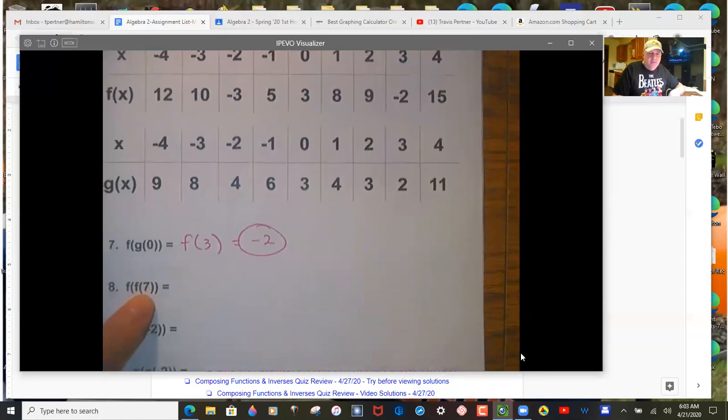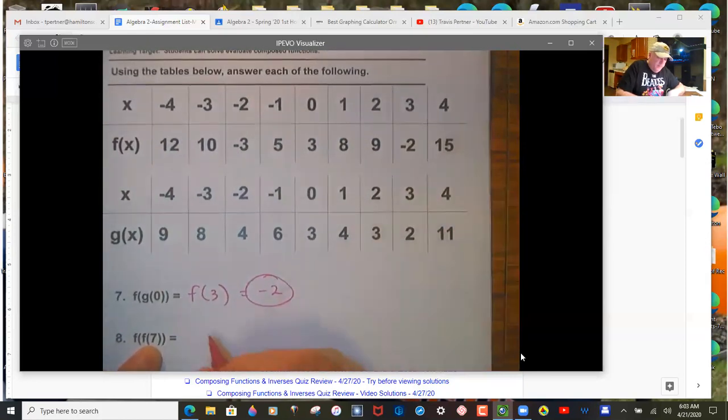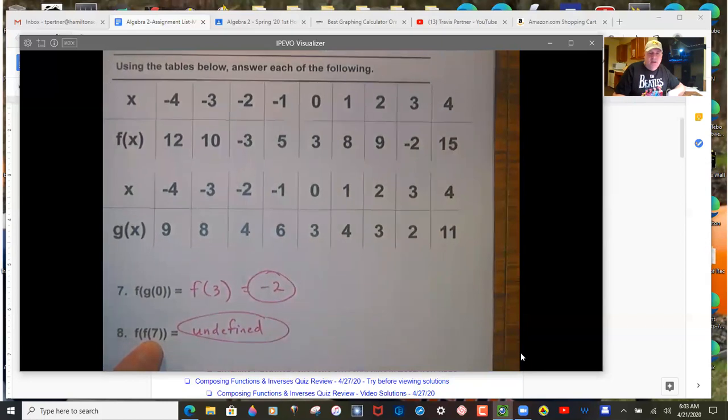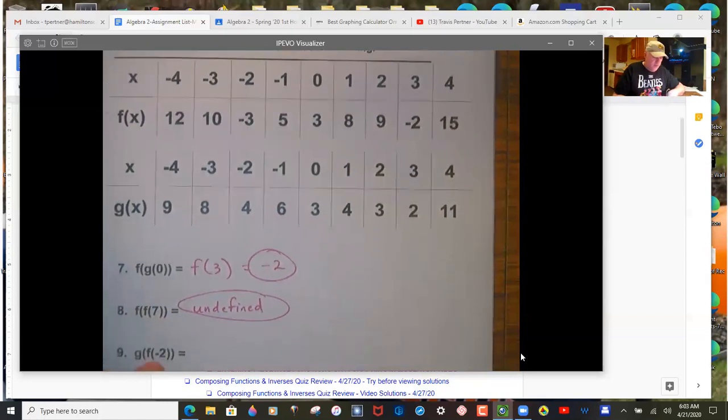F of 7. So you go to the f function and there is no x equals 7. So this is an undefined answer, just meaning that the table isn't defined out to x equals 7, so there's nothing we can do.